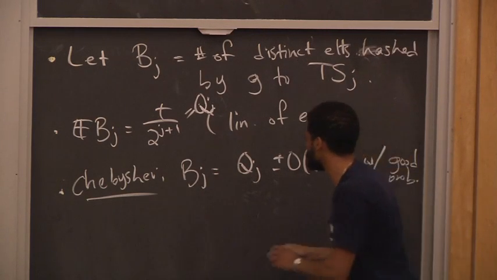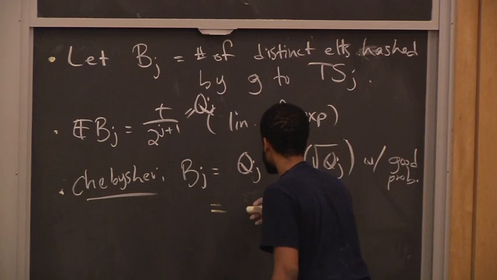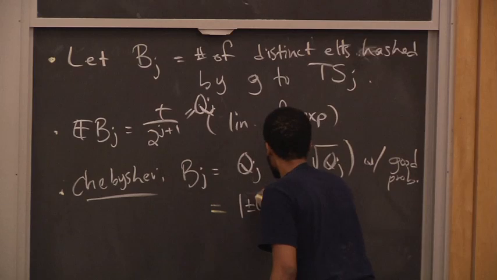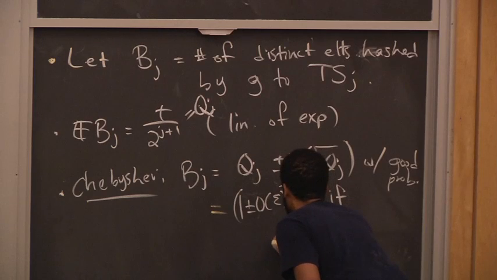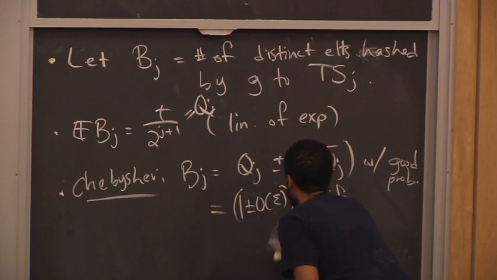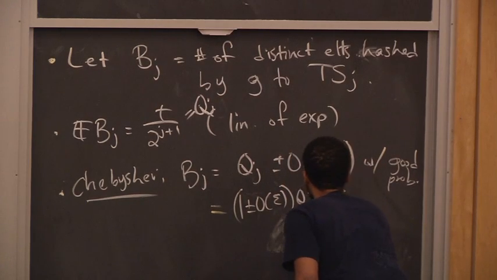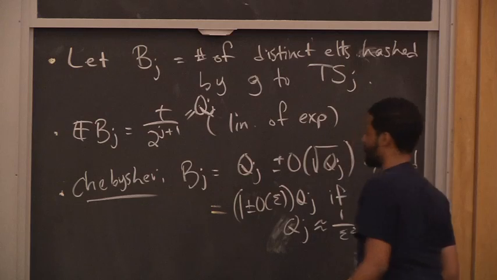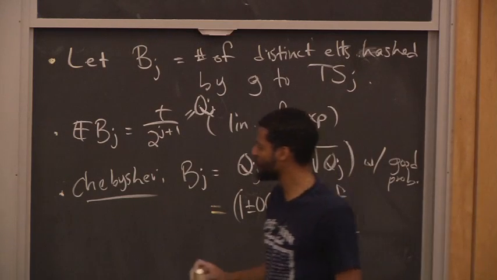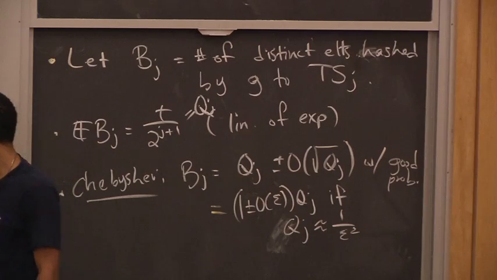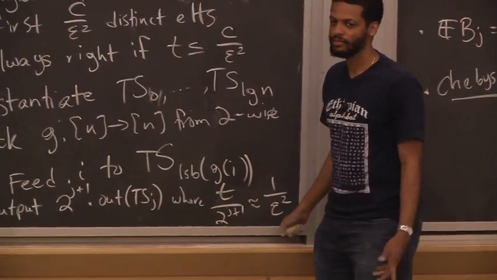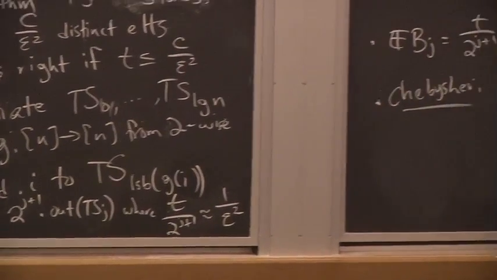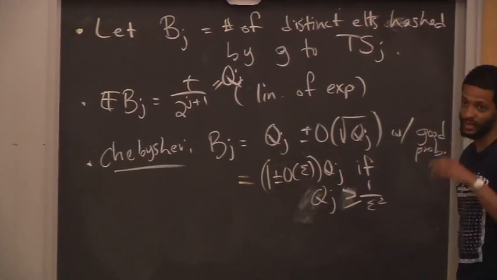Then this is equal to 1 plus or minus O of epsilon qj if qj is roughly 1 over epsilon squared. That's why I zoomed in on the level where t over 2 to the j plus 1 was roughly 1 over epsilon squared. In fact, this is going to be this as long as qj is at least 1 over epsilon squared.